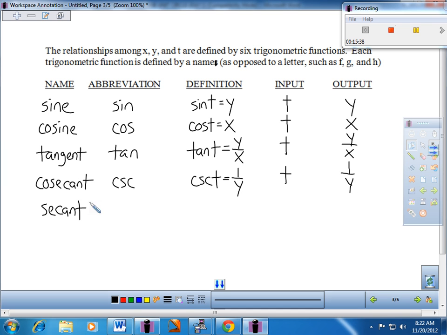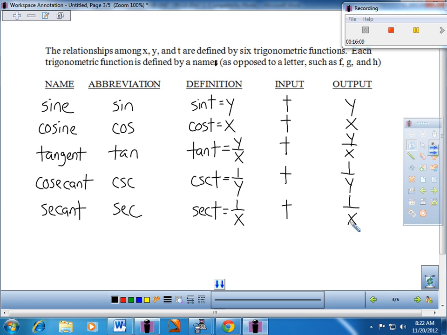Number 5 is what's called the secant function. So secant, we're going to associate with cosine momentarily. And again, not easy to kind of put together, but you're going to have to make these associations. Cosecant is the reciprocal of sine. Secant, everybody, is the reciprocal of cosine. So secant of t is going to be 1 over x. Okay, great. I have my t value going in. And of course, everyone, that would be 1 over x as the output.